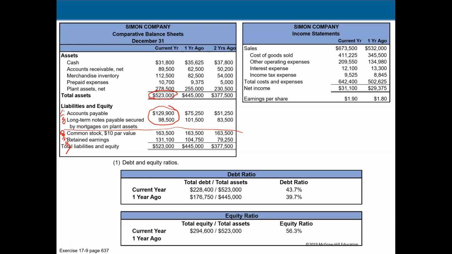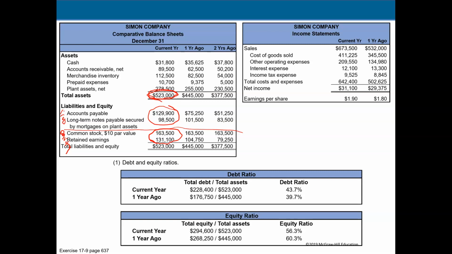Okay, let's look at the equity ratio. The equity ratio is total equity, which will be these two numbers added up, 163.5 and 131.1. Add those up to get 294.6 and divide them by the total assets of the $523,000. And you get an equity ratio of 56.3. And then a year ago, the ratio was 60.3. So their equity is going down and their debt is going up.